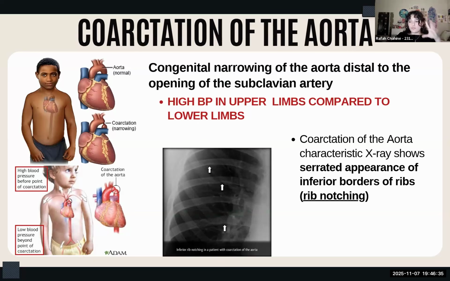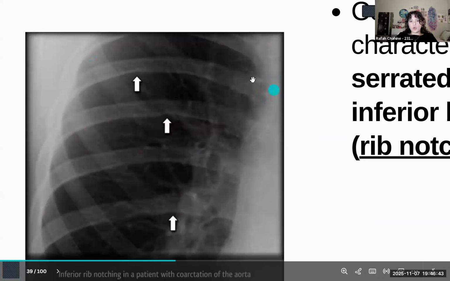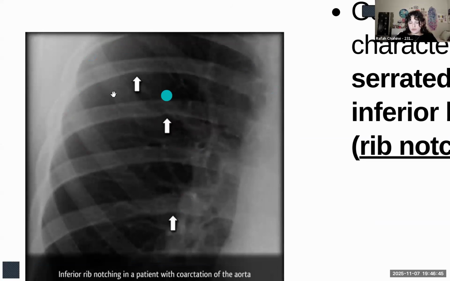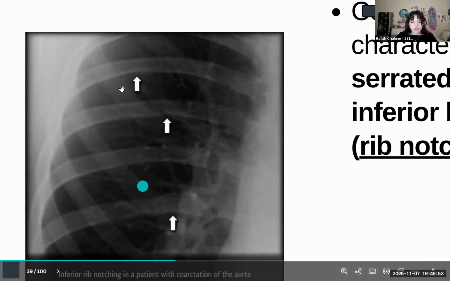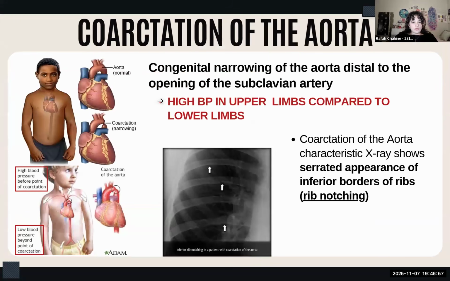Okay. One very characteristic X-ray finding of coarctation of the aorta is rib notching. So let's zoom in. You can see, these are the ribs, okay? They're going to be wider than everything else because they are bone, and that's how bones show up on X-rays. You can see there's a little notch here, a little notch. There's also a notch here, one here, one here. This is very characteristic of coarctation of the aorta.